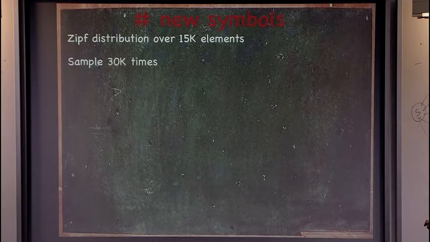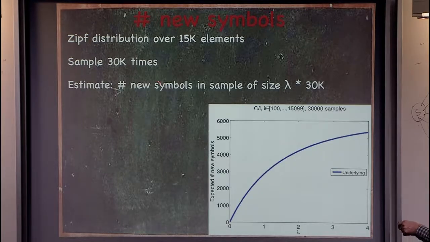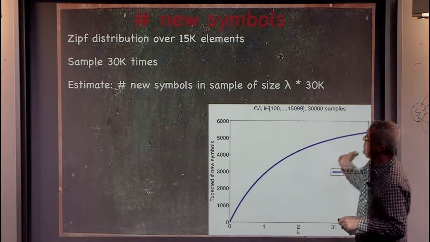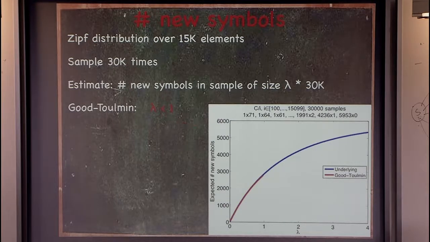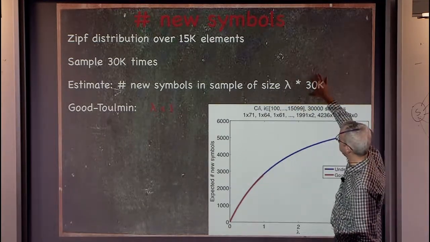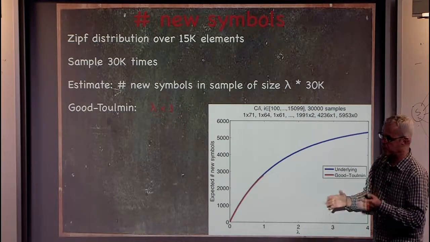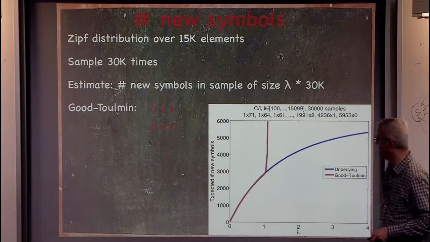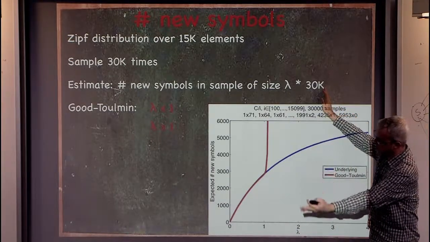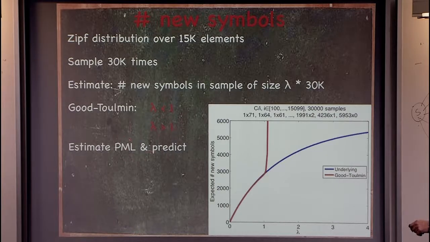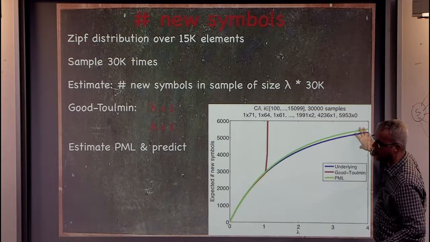You can apply this to estimating the number of new symbols. So take a Zipf distribution over 15,000 symbols, and you sample 30,000 times, and you want to estimate the number of new symbols. This is how many you sampled, and you take lambda times that, and see how many new symbols you'll see. If you use the method by Good and Toulmin, which is what Efron and Thisted used, then for lambda less than 1, so if your sample is of size 30,000 and you ask how many new things will appear in another 15,000, it actually will be very accurate. But when you go beyond 30,000, if you say I'm going to take now 31,000 new things, then it diverges. On the other hand, if you use this pattern maximum likelihood and then predict, it behaves much more nicely.